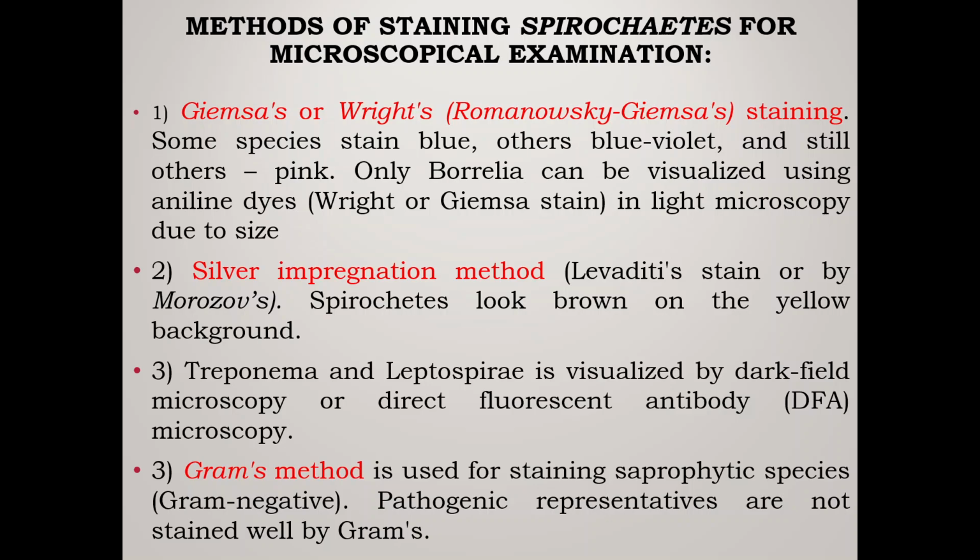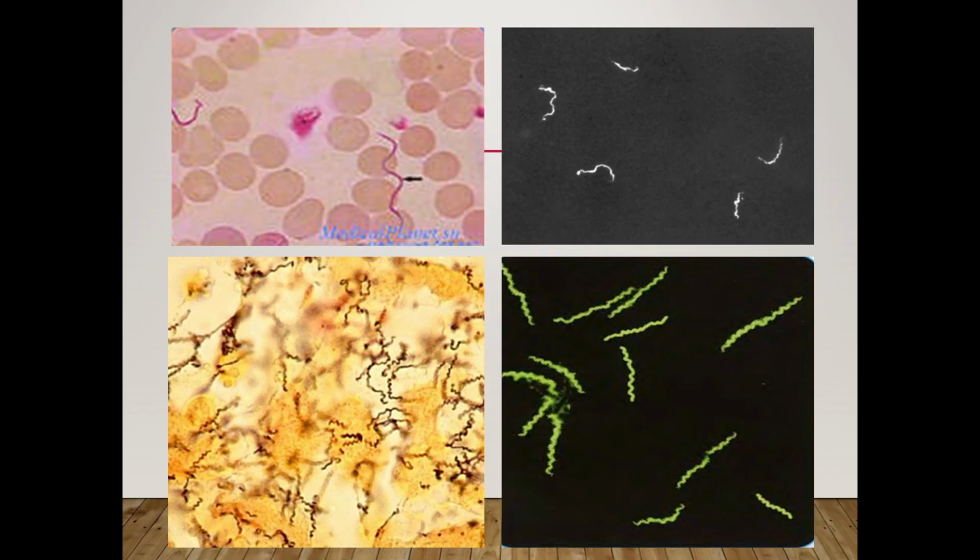Treponema and Leptospira are visualized by dark field microscopy or direct fluorescence antibody microscopy. Gram's method is used for staining saprophytic gram-negative species; pathogenic representatives do not stain well by Gram. On this slide you can see different methods of staining, for example dark field microscopy, the immunofluorescence method of study, Leptospira, impregnation of silver by the Morozov-Levaditi test, and the Giemsa staining technique.